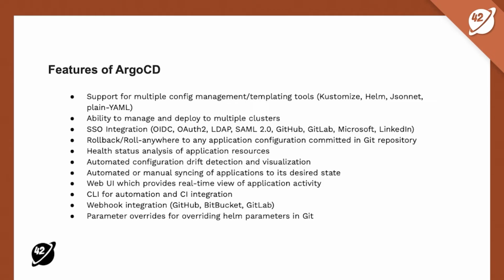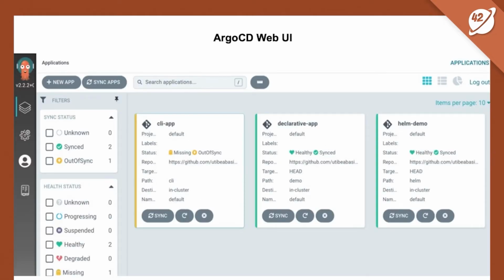So let's actually take a look at what this web interface looks like. So here we have the ArgoCD web UI, and you can see I have three applications deployed: the CLI app, the declarative app, and the Helm demo. So ArgoCD detects that one of these applications is out of sync, which means that what is deployed in the cluster doesn't match what is specified in the Git repository. And it gives me the option to sync this manually. But I can also configure ArgoCD to do this automatically. And it detects that the declarative app and the Helm demo are all healthy.